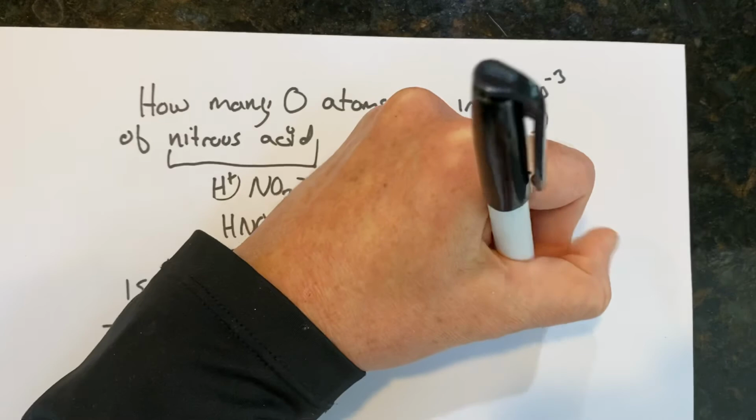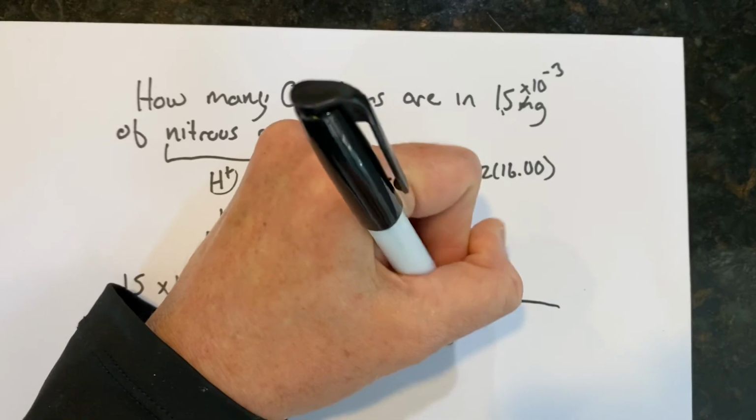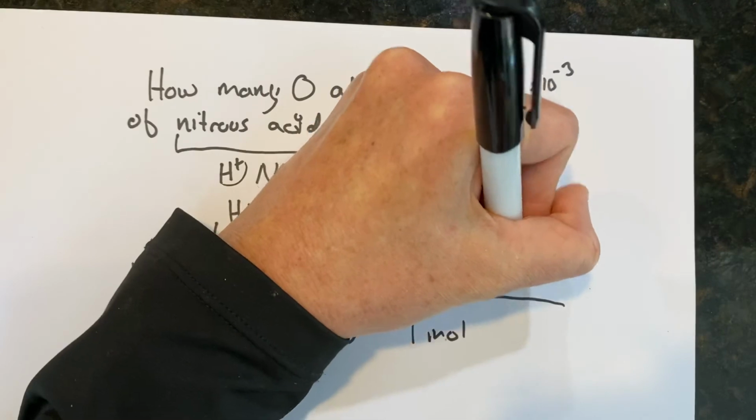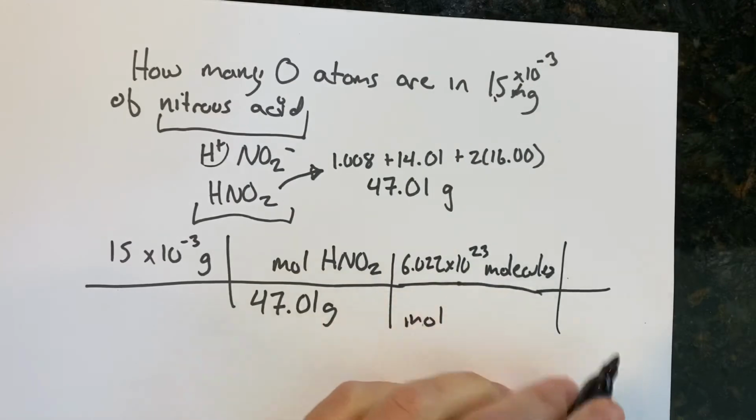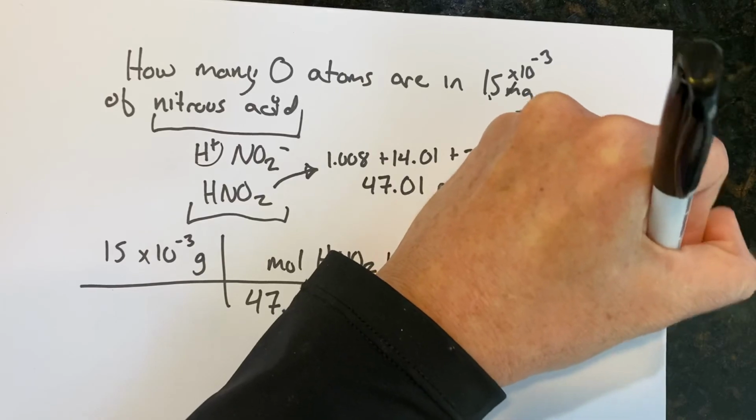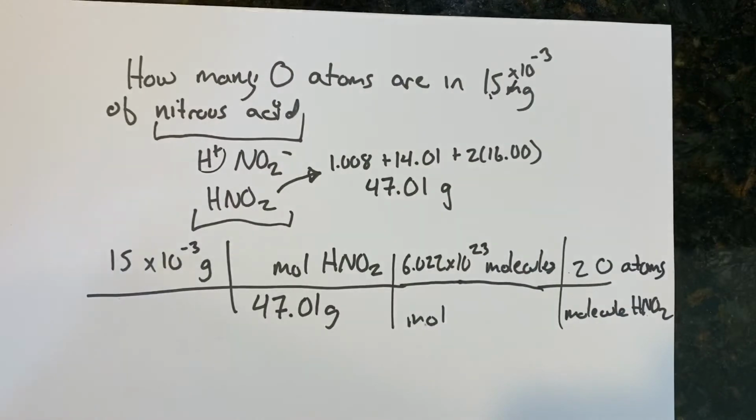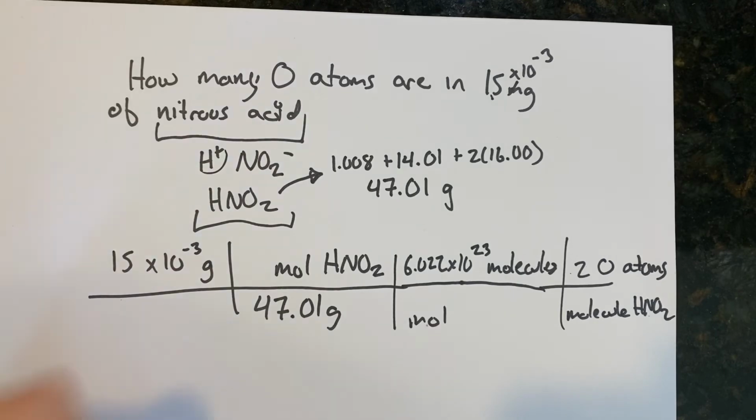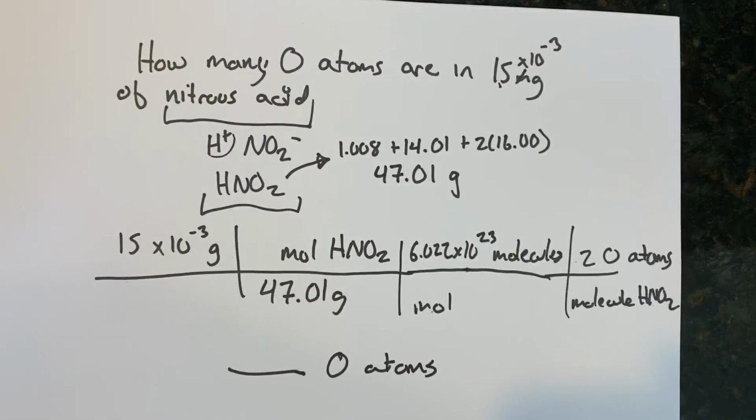Remember, we go from grams to moles to molecules to atoms. So now we're in mole town. We've got to go from mole to molecule. We know in a mole there's 6.022 times 10 to the 23rd molecules from the last chapter. And now we can go from molecules to atoms. Well, we know a molecule of this HNO2 has a total of 2 oxygen atoms. So 15 times 10 to the -3 times 6.022 times 10 to the 23rd times 2, divided by the 47.01 grams, will give you your answer of oxygen atoms. All right, hope this helps. Good luck.